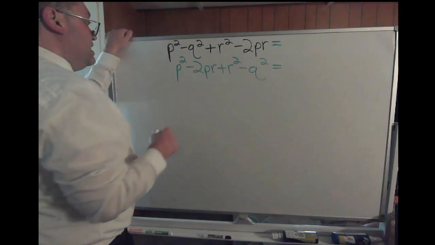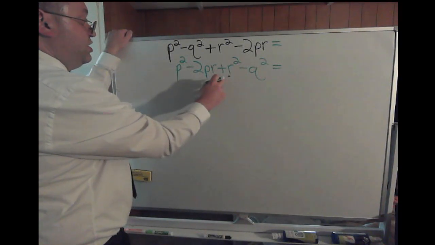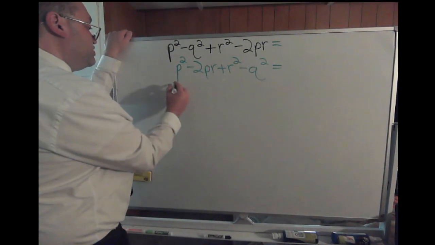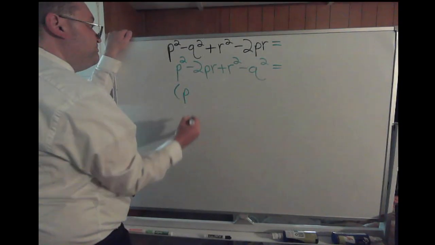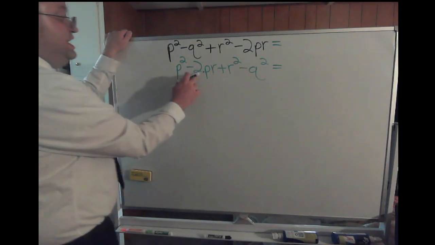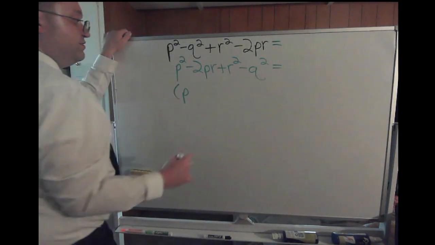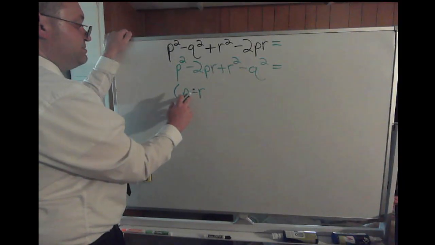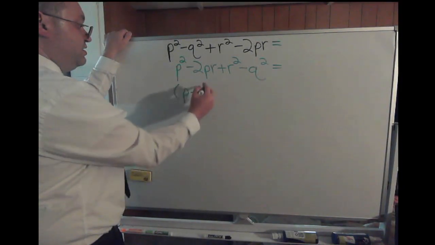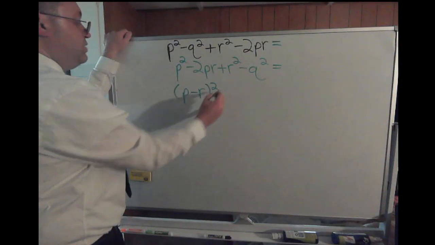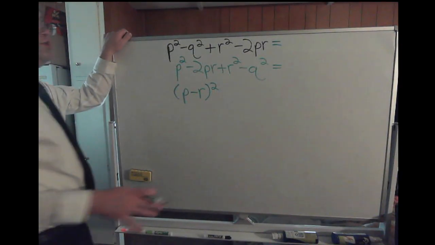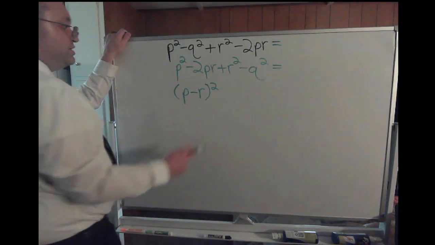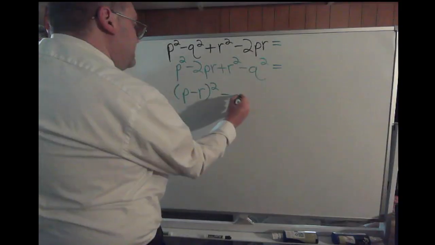So, let's focus on p squared minus 2pr plus r squared. Forget that q squared for a second. Square root of p squared, that's p. Now you have a negative sign for your middle term, so you're going to need a negative root of r squared. Well, that'd be negative r. If you take 2 times p times negative r, you get negative 2pr. This is a binomial square, also known as a perfect square trinomial. You can call it either term. You get p minus r squared, then you just have all that minus q squared.